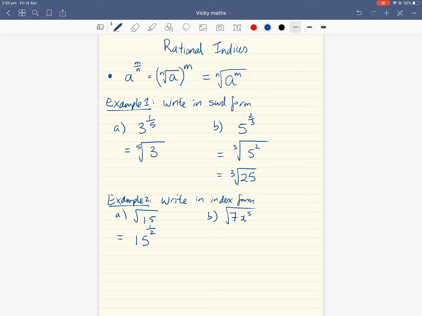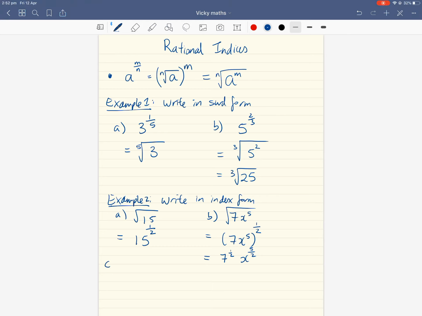All of 7x to the 5 is square rooted, which means all of 7x to the 5 is to the power of 1/2, because square root means 1/2. So we can expand it out, so that's 7 to the power of half, x, 5 times a half gives me 5/2, and we can leave it at that.